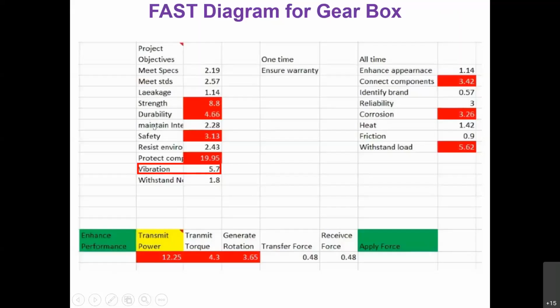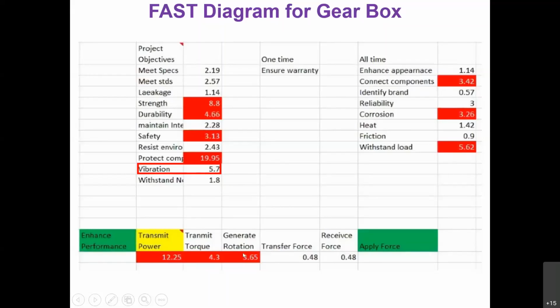And project objective indicates the objectives, which involve meeting specifications, meeting standards, preventing leakage, providing strength, and durability. So all these functions you need to list down here. And a one-time function is, for example, ensure warranty. And all the all-time functions you need to list down here.